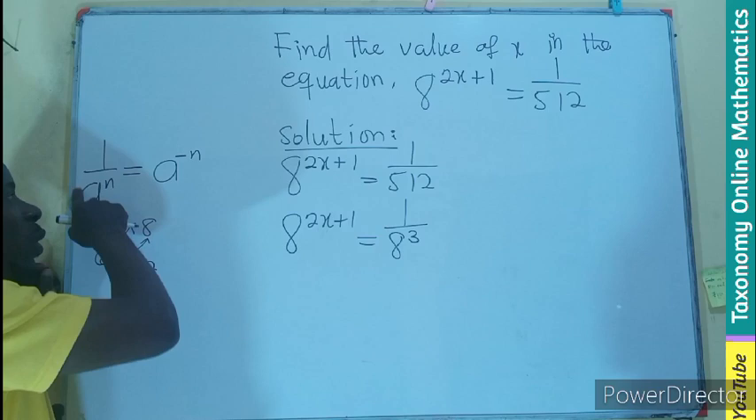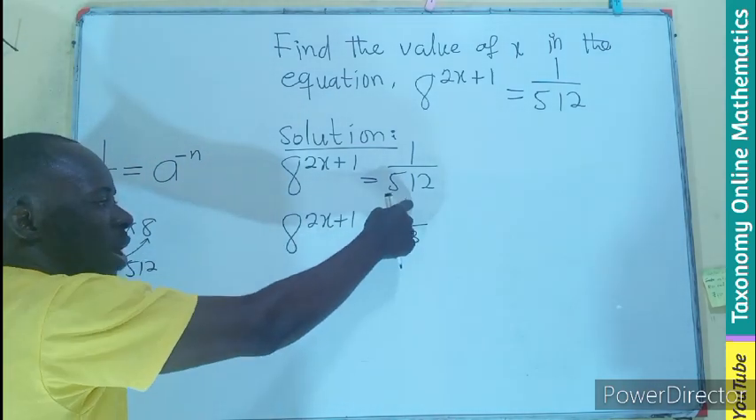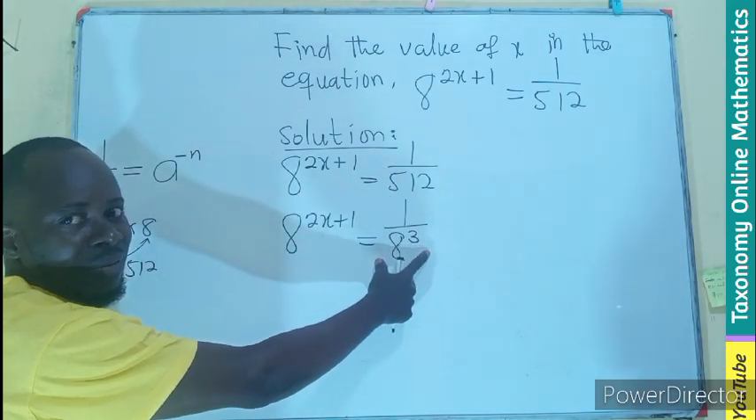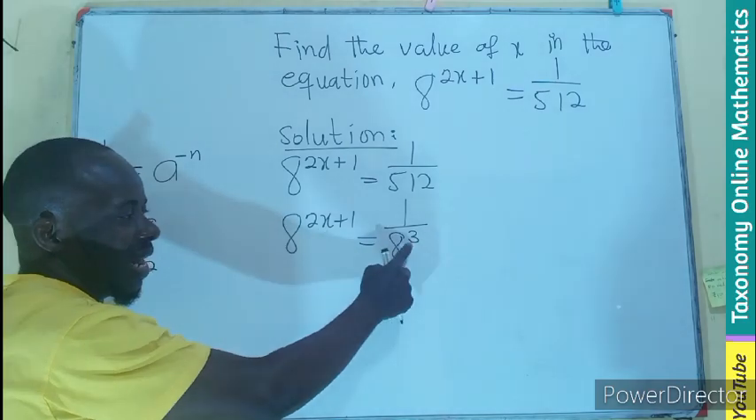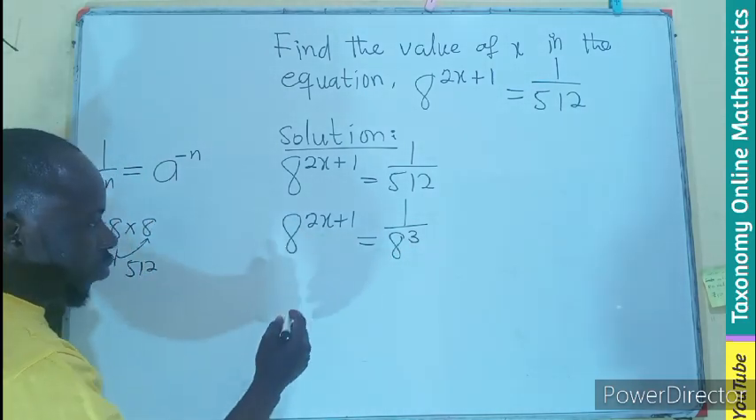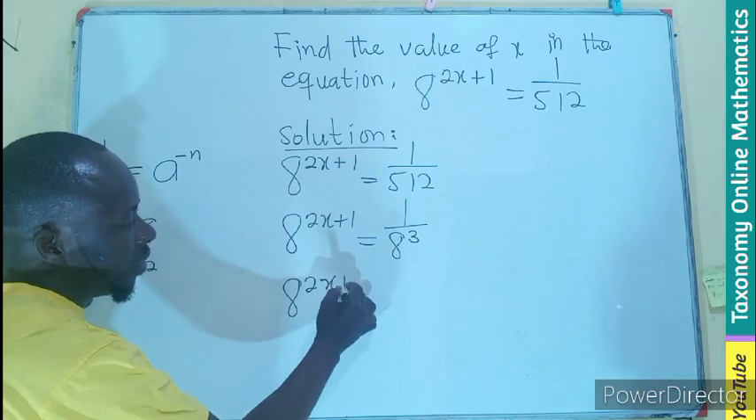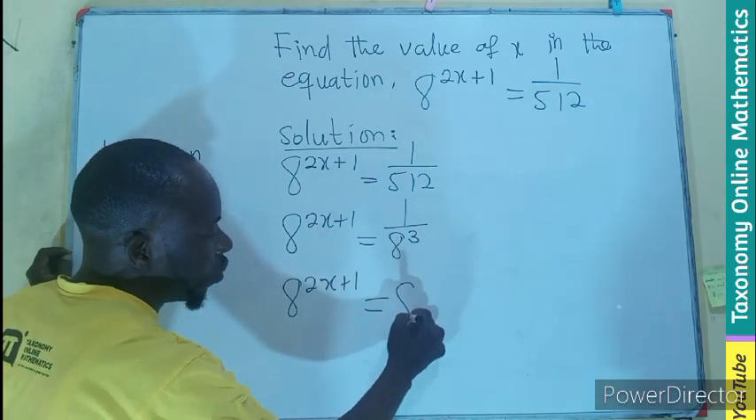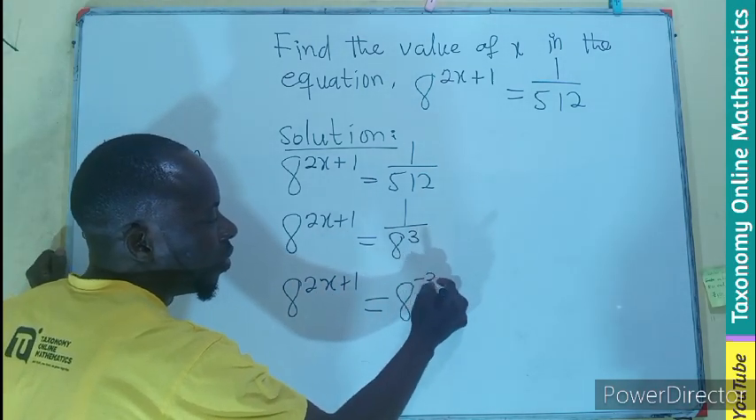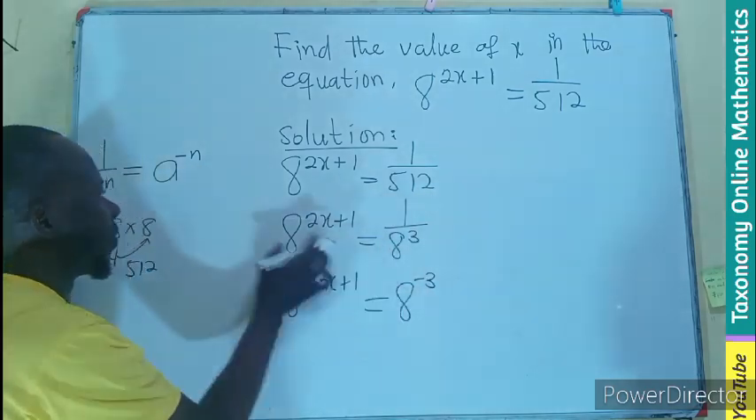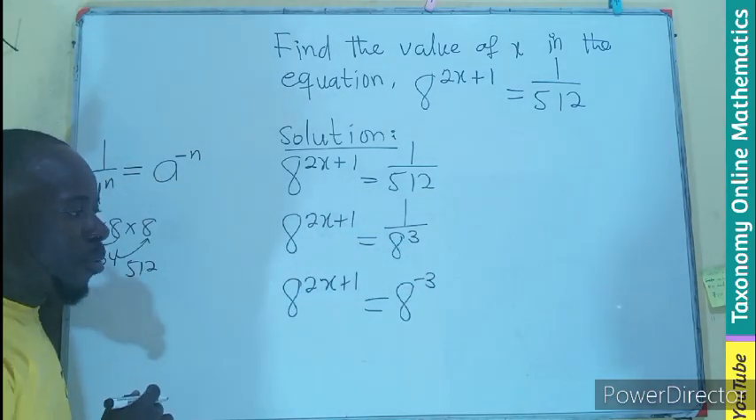So I can go back to this law, which says that for 1 over an index, we rewrite the index to have a negative exponent. So I'll be writing 8 exponent 2x plus 1 is equal to 8 exponent of minus 3, right from here to this, based on this property.